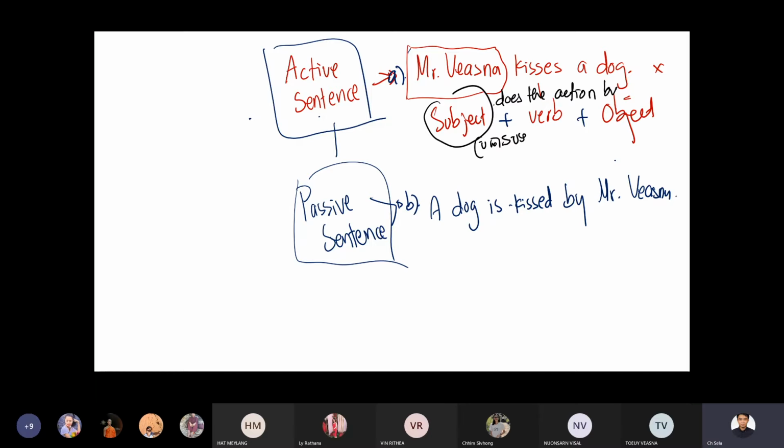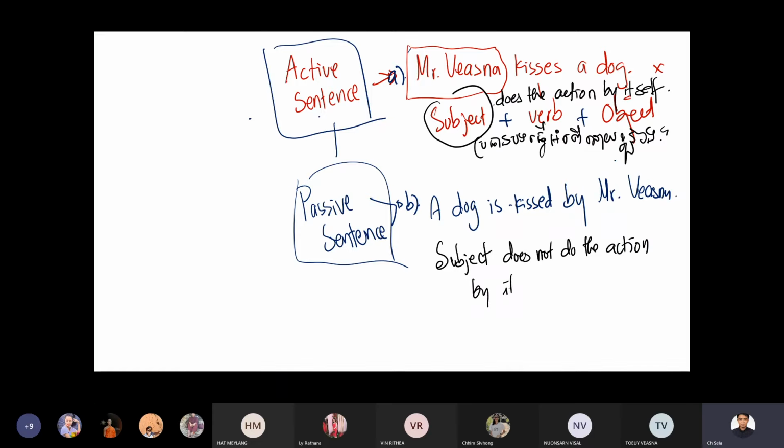So the subject does the action by itself. That one is an active sentence. Okay? So in Khmer, like this. Can you read? Right? Okay. But in a passive sentence, the subject does not do the action by itself. Okay? So you can say like this.